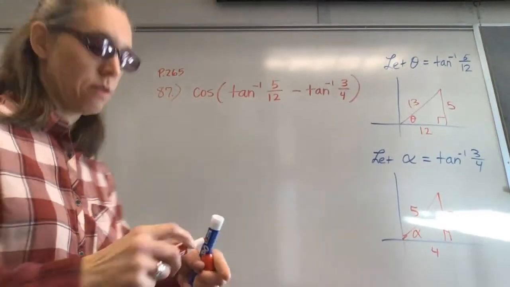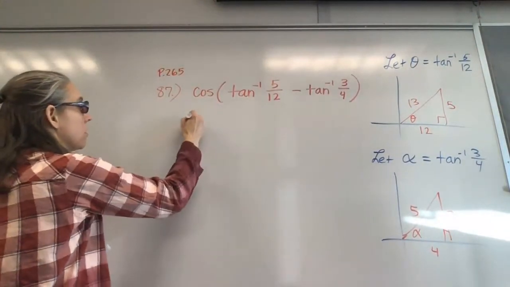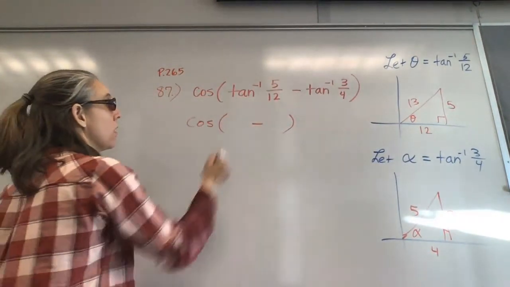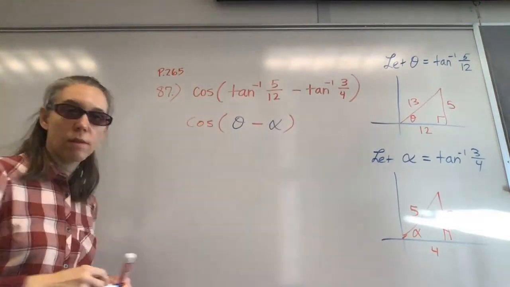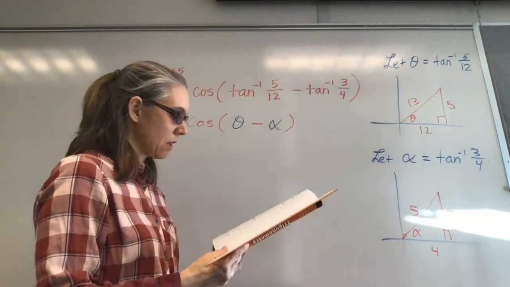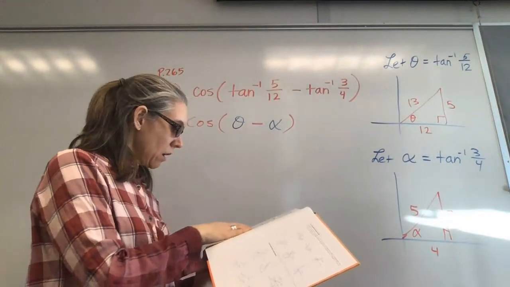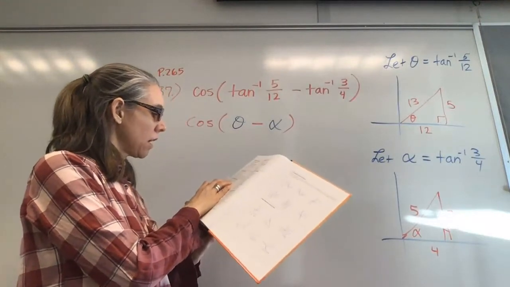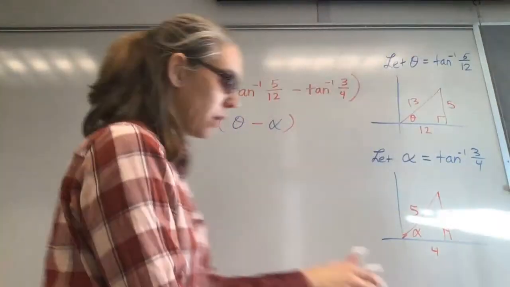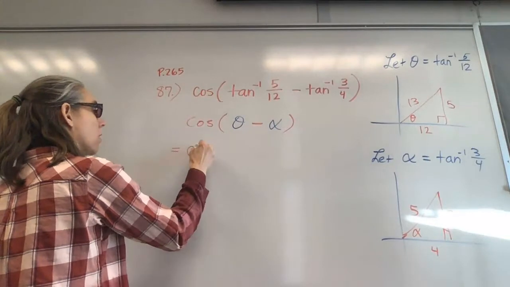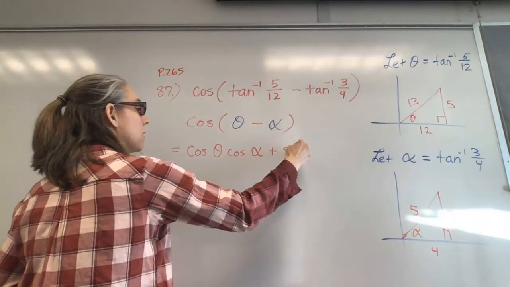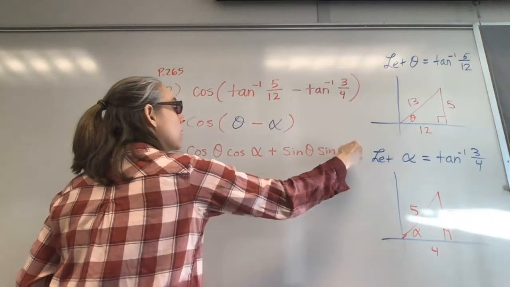All right, now coming back to what we have here. This is now cosine difference, and we have theta minus alpha. So I just need to find the cosine difference formula in the back. And the cosine difference formula is cos A cos B plus sine A sine B. So in this case, we're going to have cos theta cos alpha plus sine theta sine alpha.